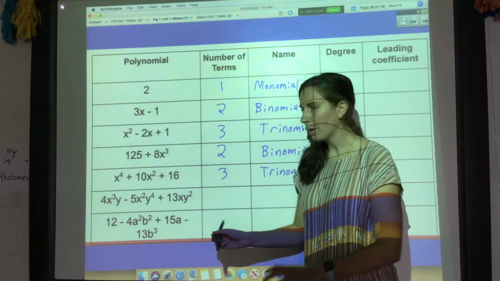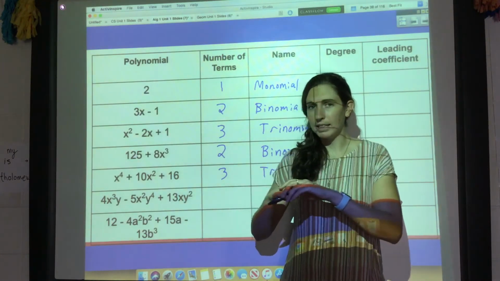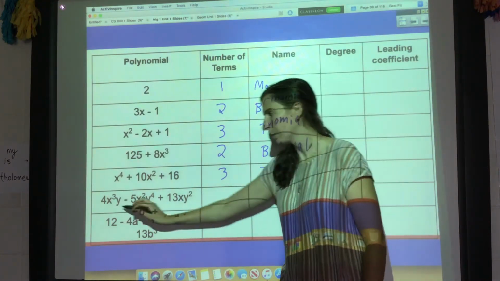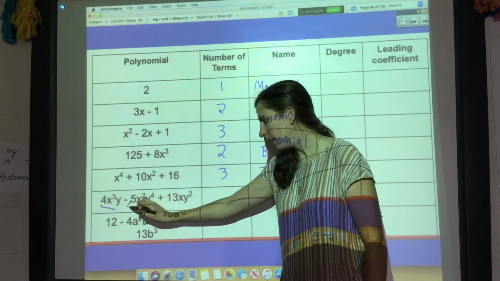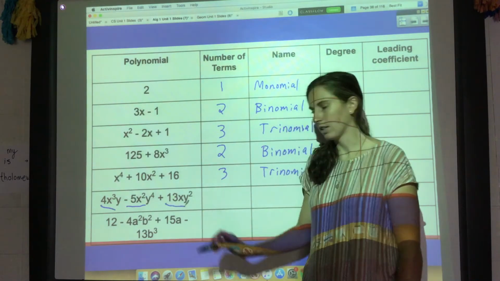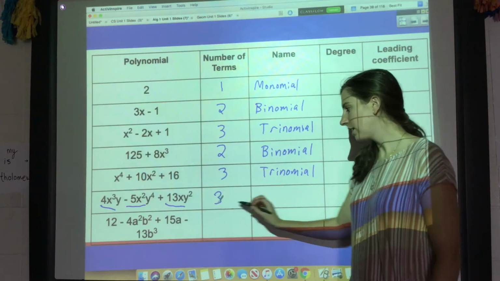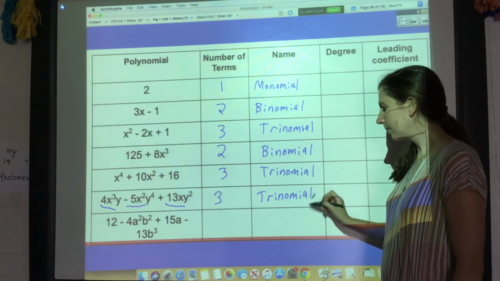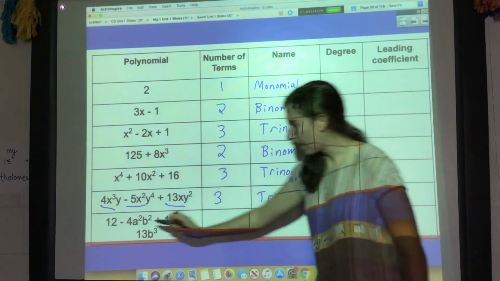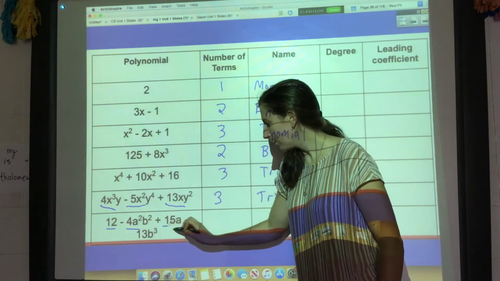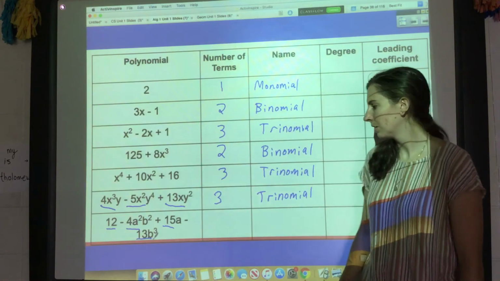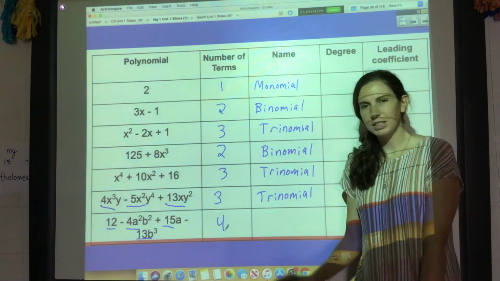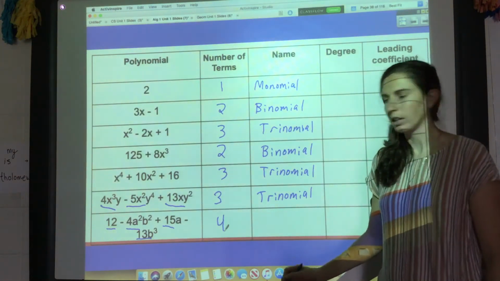This one, remember, as long as everything's multiplied together, it's the same term. So that is a term, this is a term, and this is a term. That's still just 3 terms. That is a trinomial. And for this last one, I have 1, 2, 3, 4 terms. So that one doesn't have a special name. We'll just call it a polynomial.